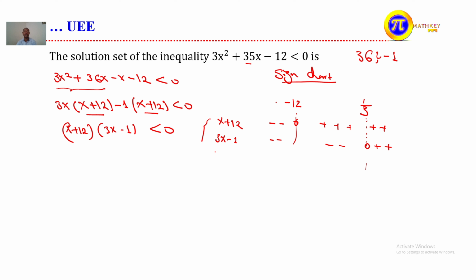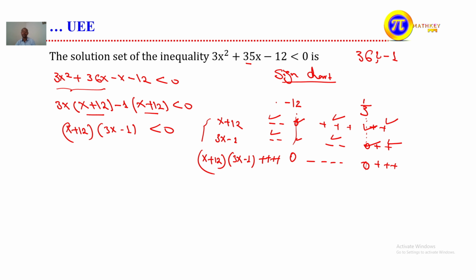Finally, take their product: x plus 12 times 3x minus 1. Here it is negative and it's also negative. Negative times negative is positive. Here it is 0, here it is negative, their product is 0. This one is positive, this one is negative, their product is negative. This one is positive, this one is 0, their product is 0. This is again positive, this also positive, their product is positive.